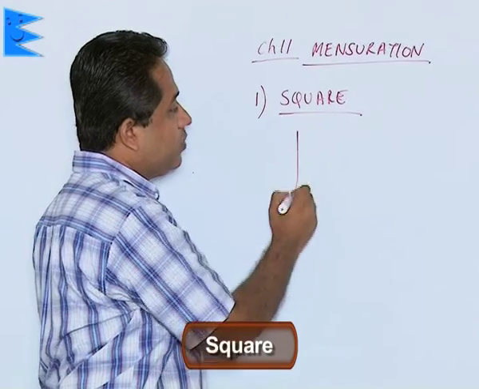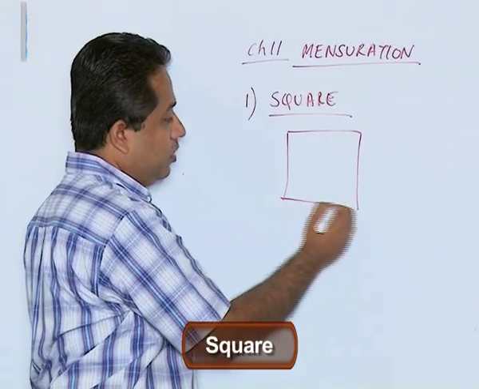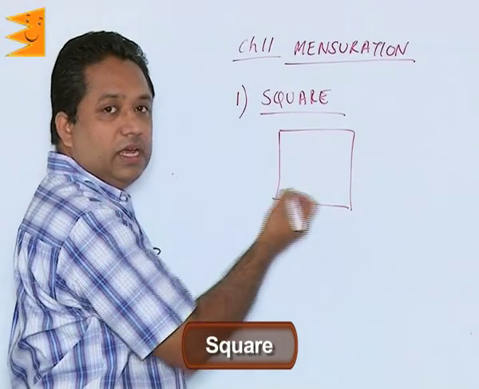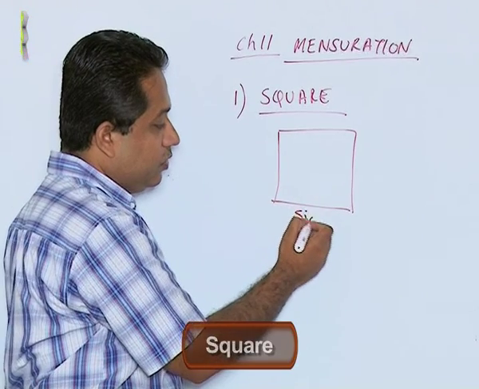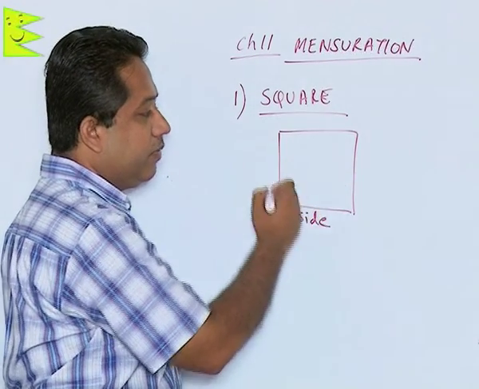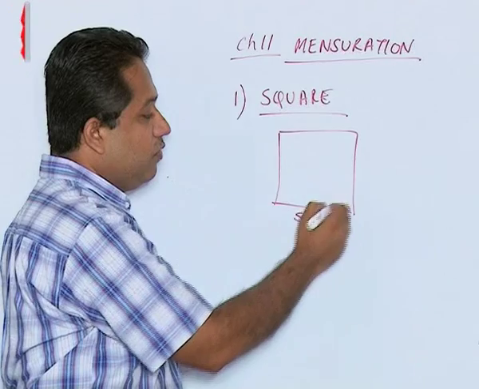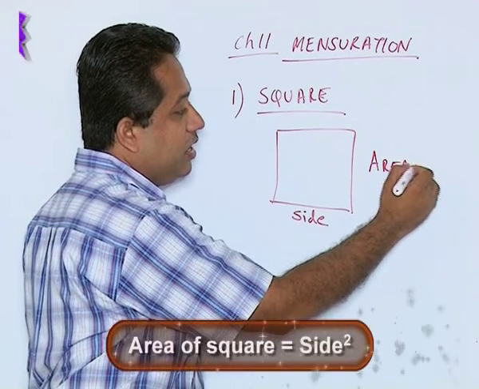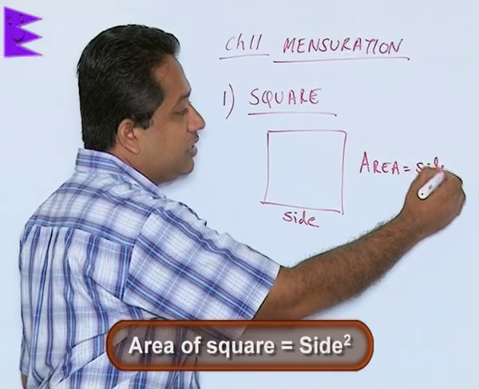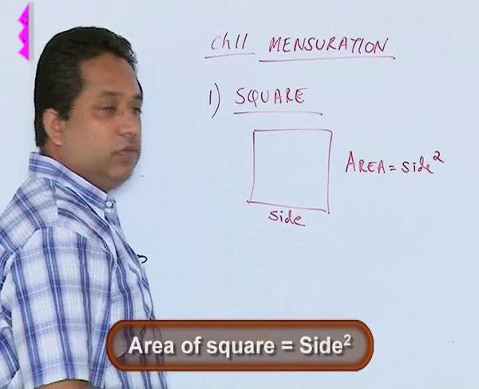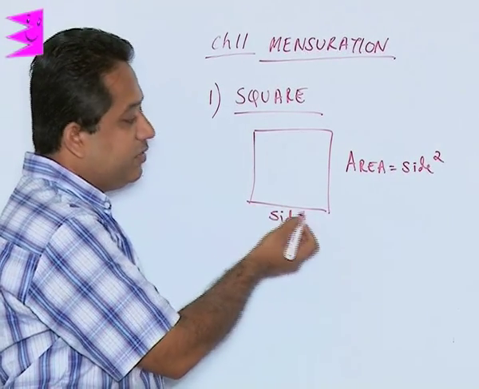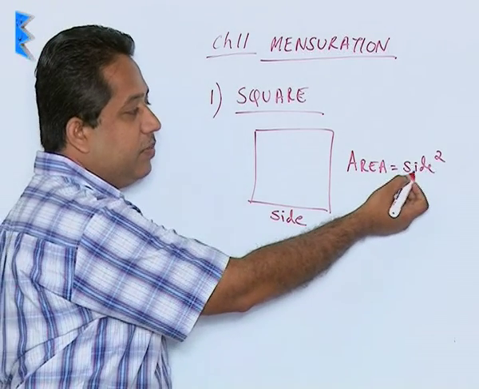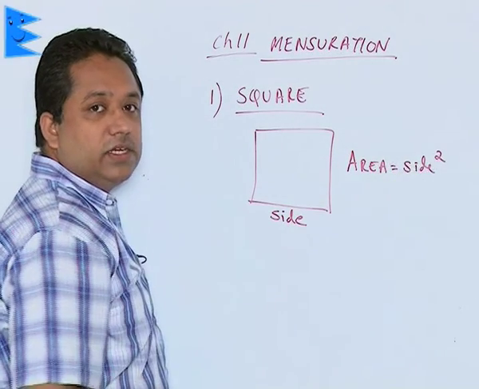Now, if you look at a square, it has all sides equal and all angles are 90 degrees. So, whatever is the side given, that will be equivalent. Now, if we want to find the area of the square, the formula is area is equal to side square. This means that if this is, let us say, 10 centimeter, then the area will be 10 into 10, that is 100 centimeter square.